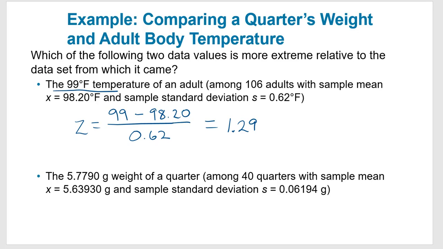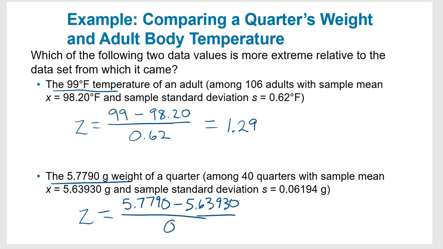Now let's go look at the situation about the weight of a quarter. Again, it gives us all the information we need, talks about how many quarters, the sample mean, and the standard deviation. So we can calculate the z-score for this particular quarter. Again, the particular data point we're talking about minus the mean, divided by the standard deviation. Notice exactly the same formula. We're just plugging in different numbers. Put that in my calculator, do the difference first, whatever that number is, divide it by the standard deviation, and I get 2.26.